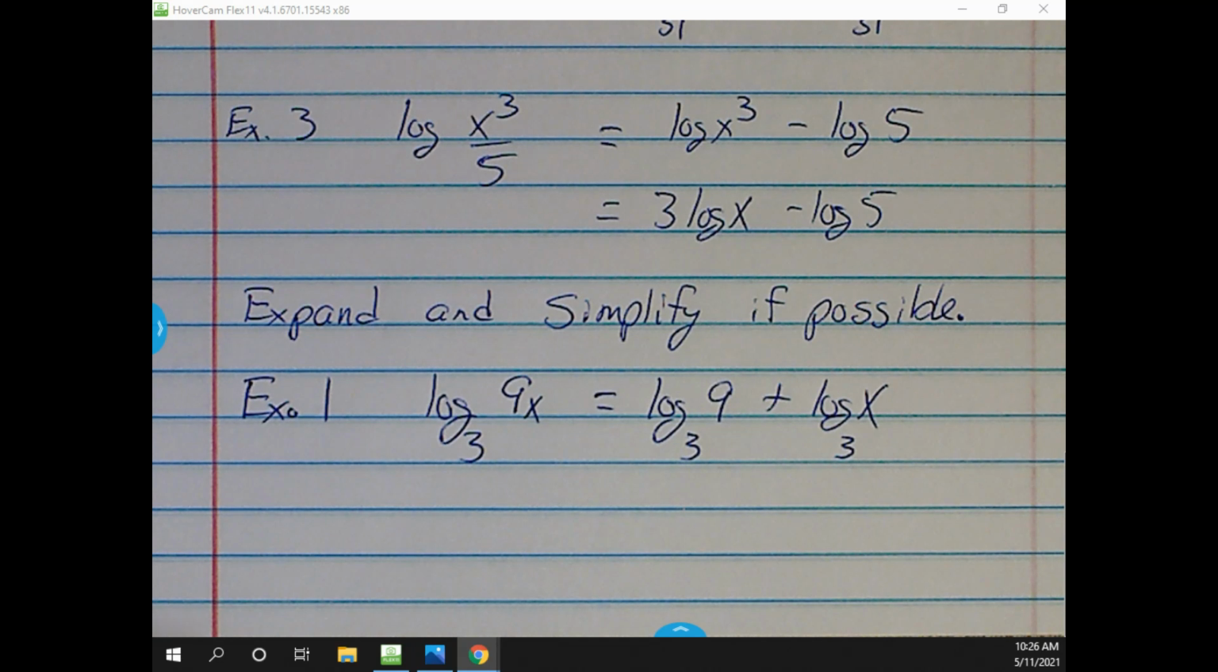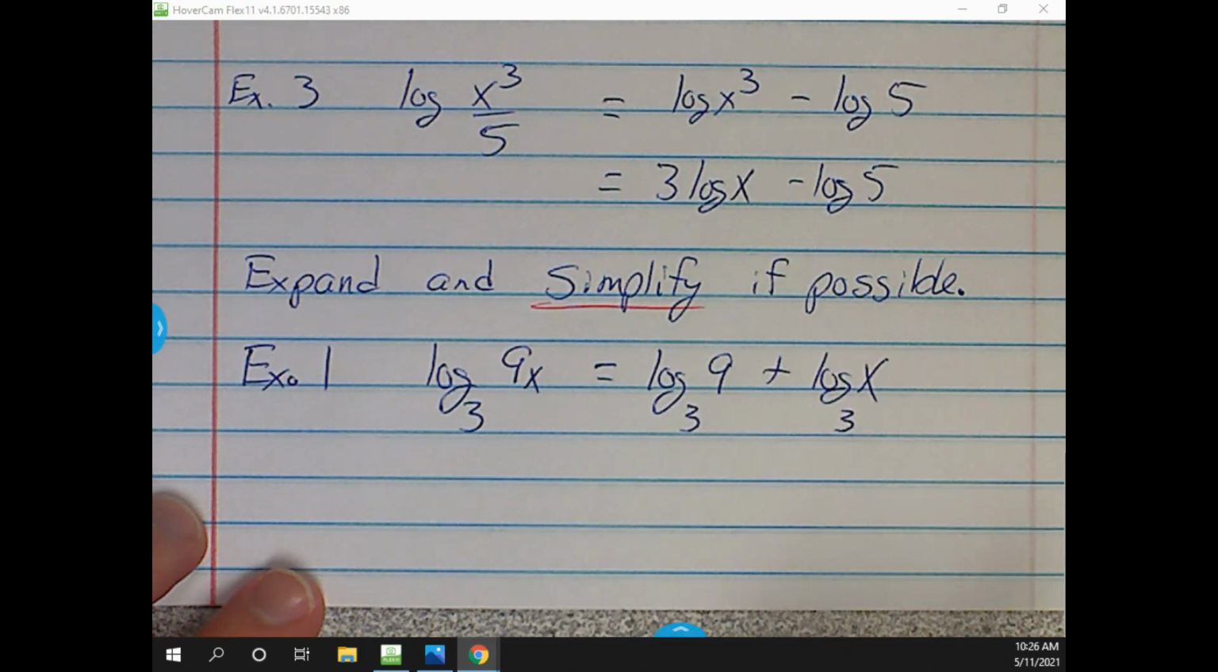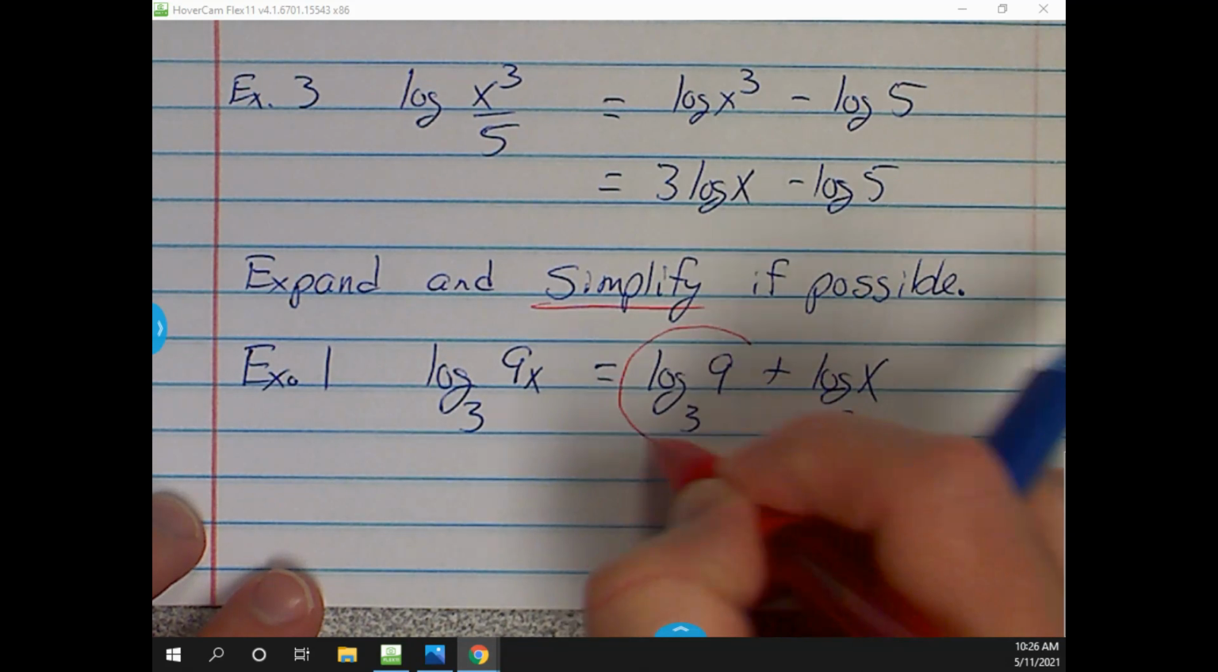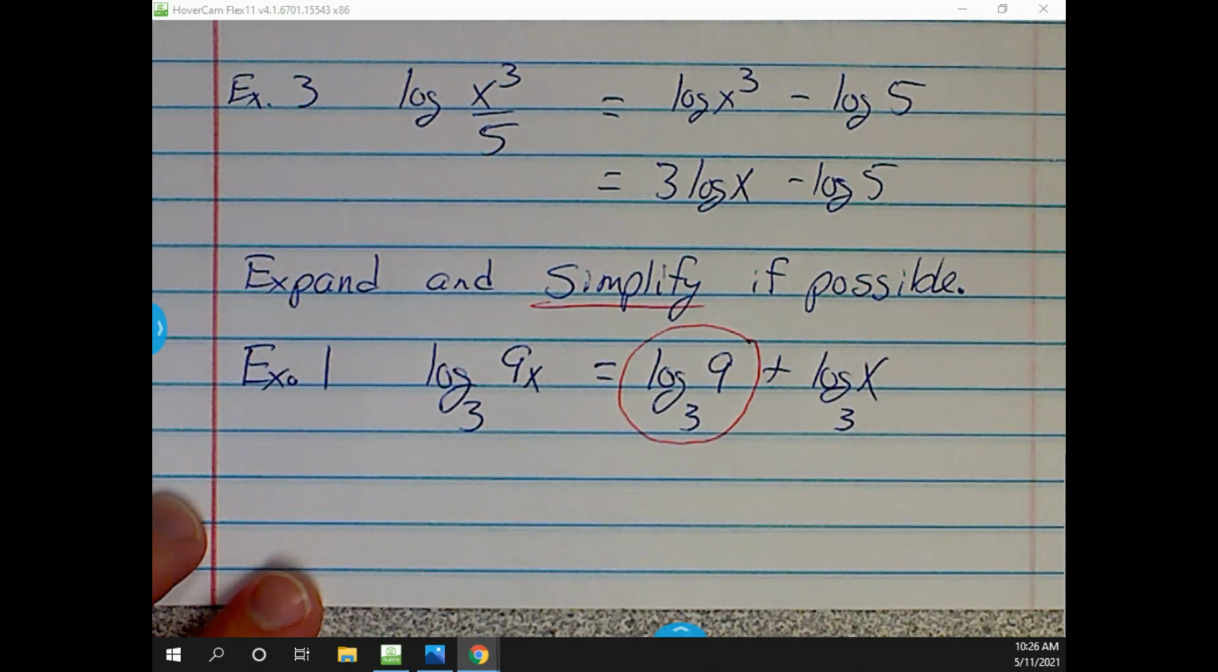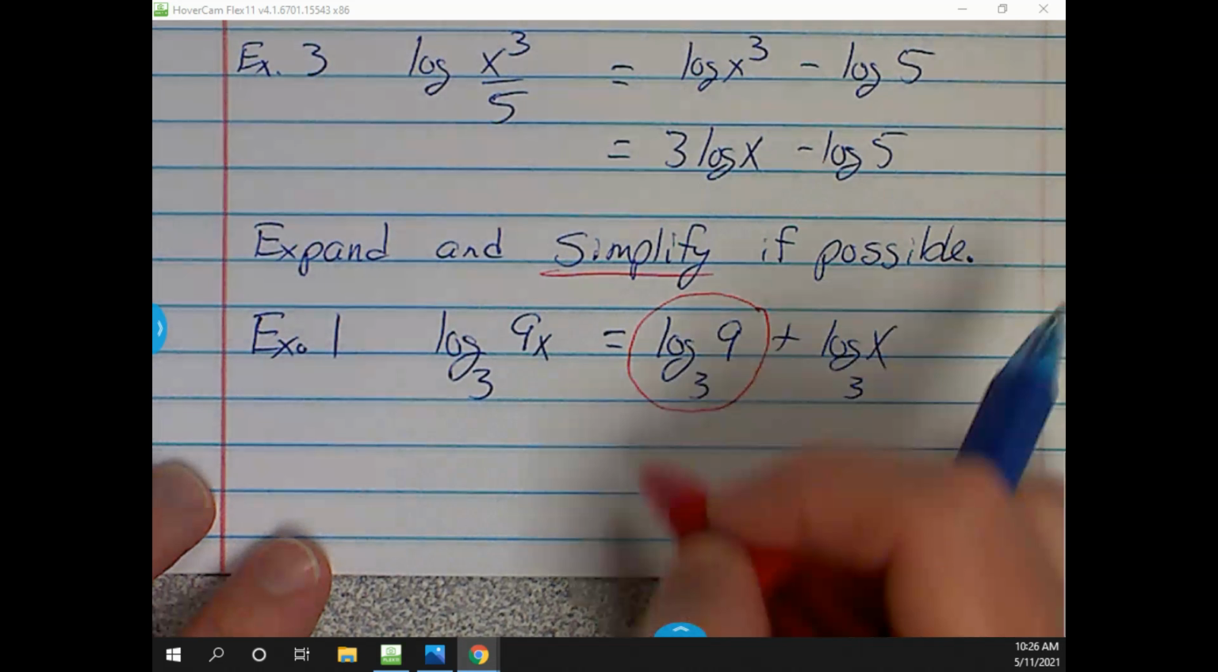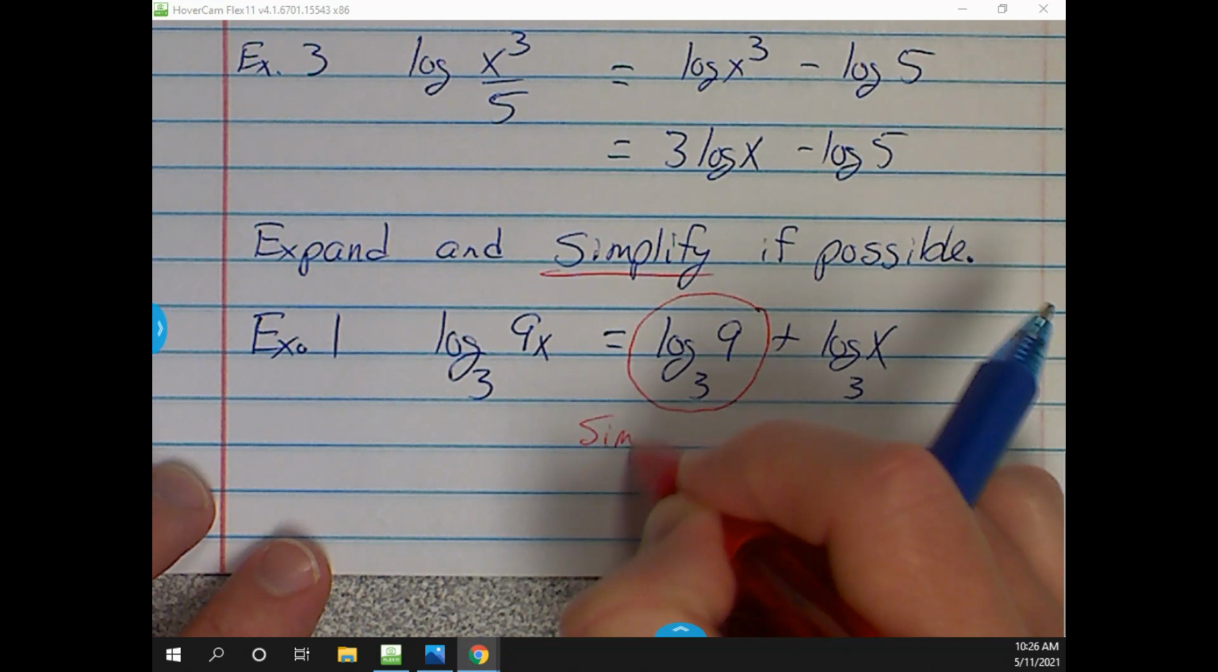Now, here's where the simplifying comes in. The simplifying part says, all right, if part of your answer is all numbers, all coefficients, all constants, then this is where you want to look to see if you can simplify this number.